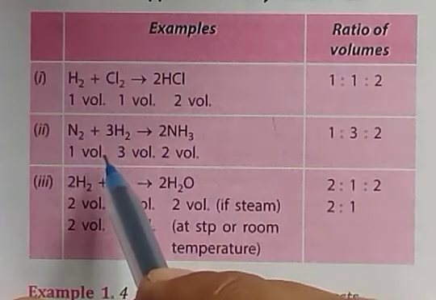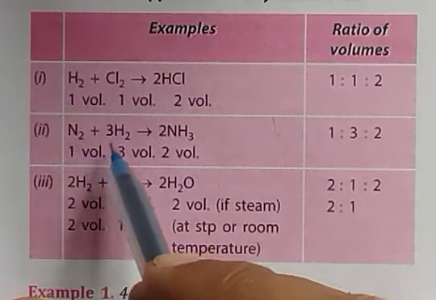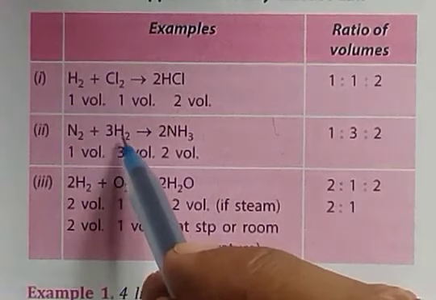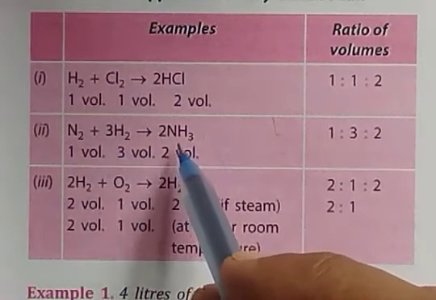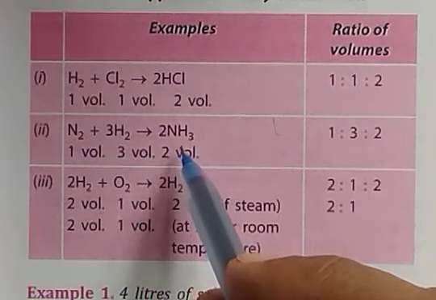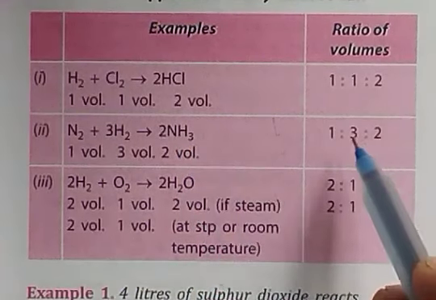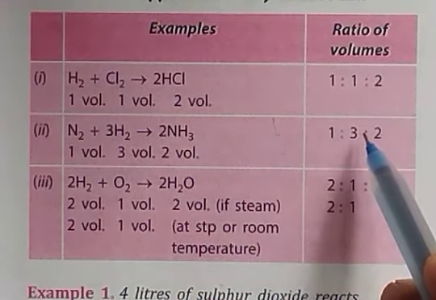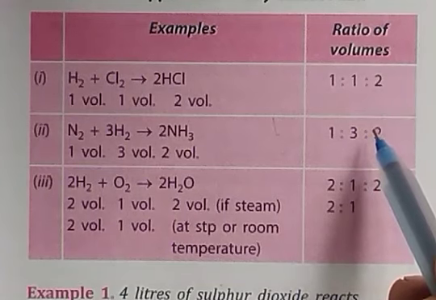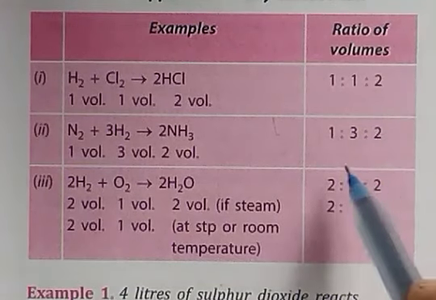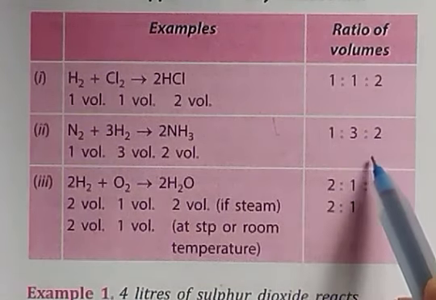As the next example, when nitrogen gas combines with hydrogen gas, it produces ammonia. After balancing this equation, we observe that one volume of nitrogen always combines with three volumes of hydrogen and produces two volumes of ammonia, and the simple ratio of nitrogen, hydrogen and ammonia gases is 1:3:2.